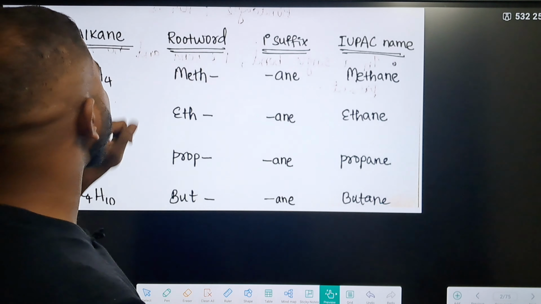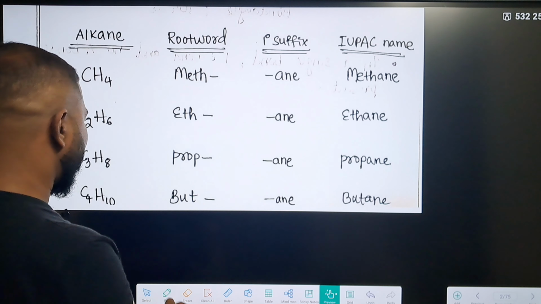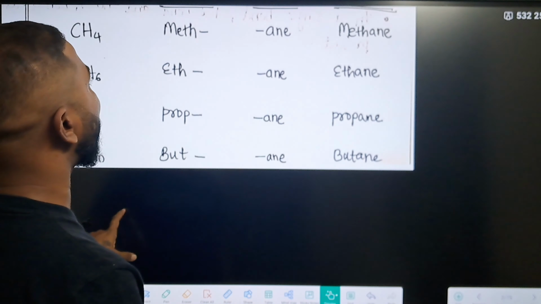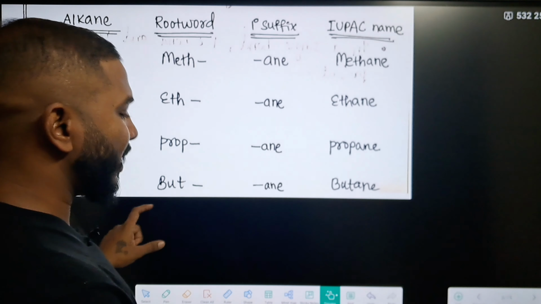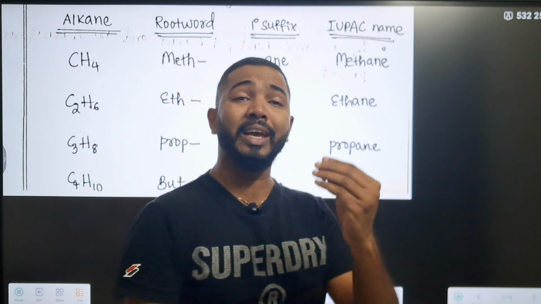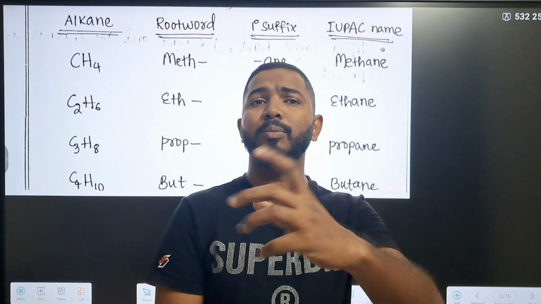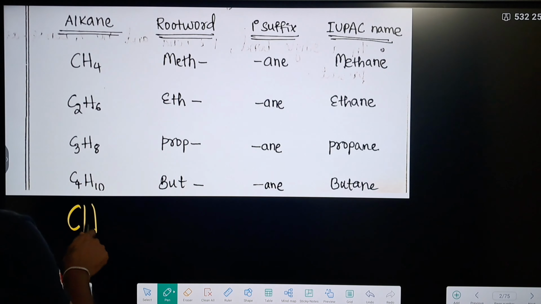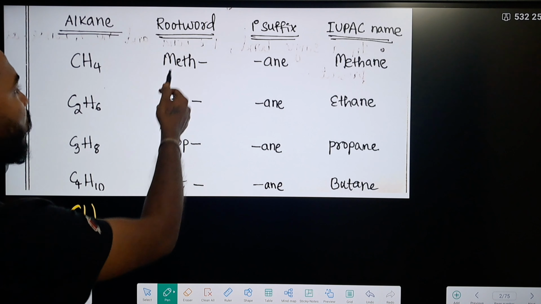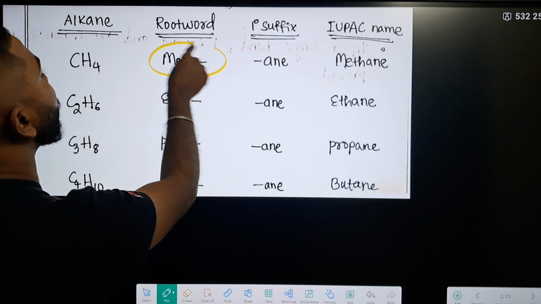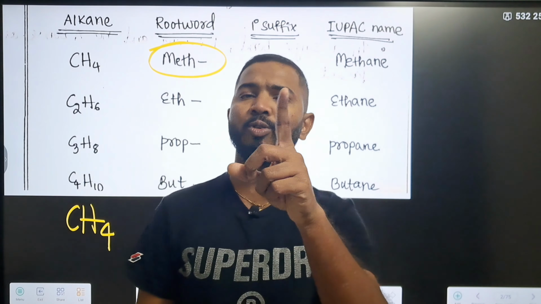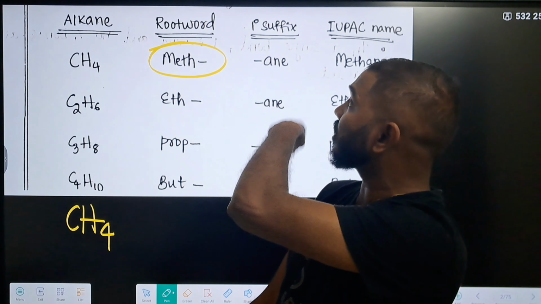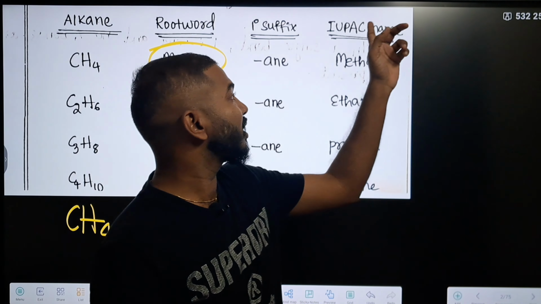I have taken a few examples here. The first member of alkane: in place of n in CnH2n+2, take 1. If you take 1 in place of n, we get methane, that is CH4. Now what is the root word? Since we have only one carbon, we use meth as the root word, and the suffix is ane. So the total name comes out as methane.